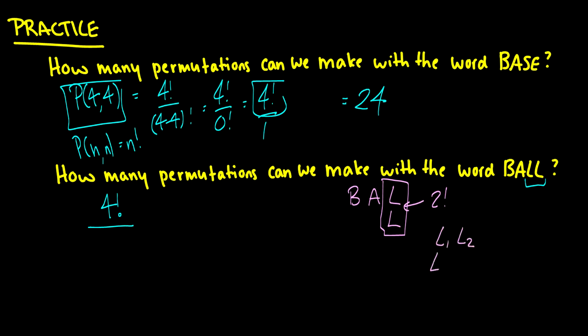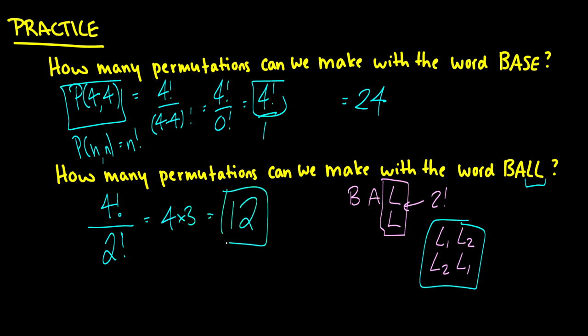So if we consider L1, L2, we can also rearrange it to L2, L1. But these are actually indistinguishable. So in all 4 factorial combinations we have, where we have L1 and L2 at different places, we can switch them and it's still going to give you the same outcome. So we have 4 factorial over 2 factorial, which is the same thing as 4 times 3, which is equal to 12 ways. Don't worry if that didn't make sense to you, we have a lot more examples in this video and the following video.